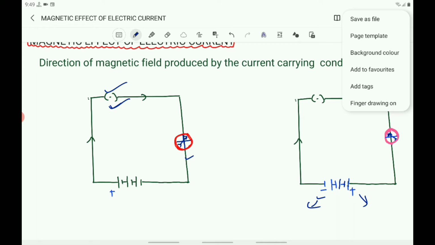So what you can conclude here is, as the direction of the electric current changes, the direction of the magnetic field produced also changes.